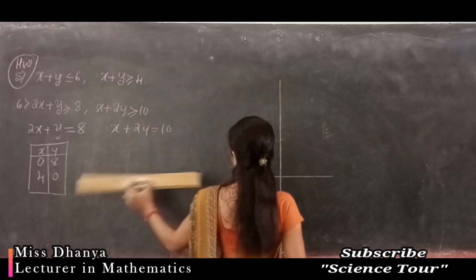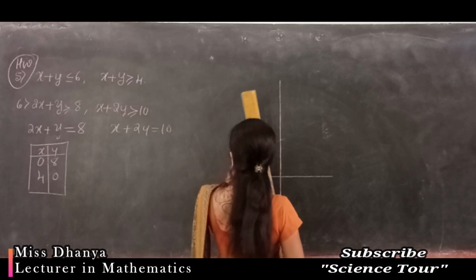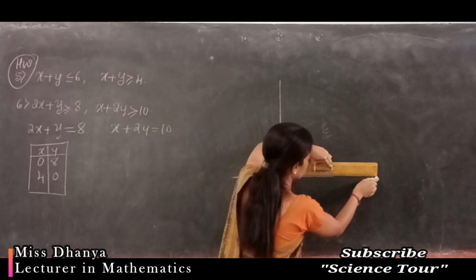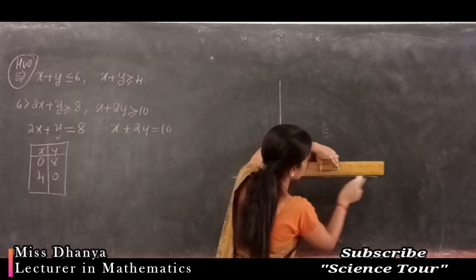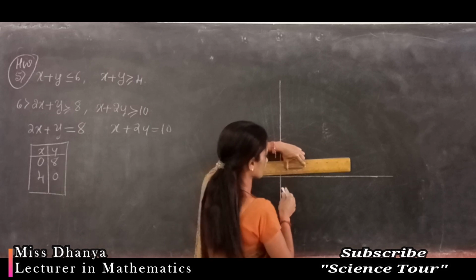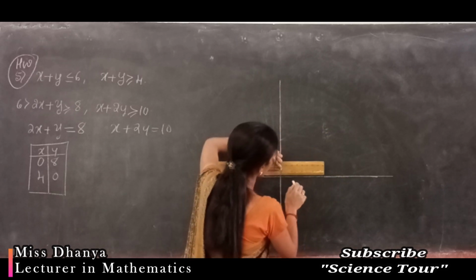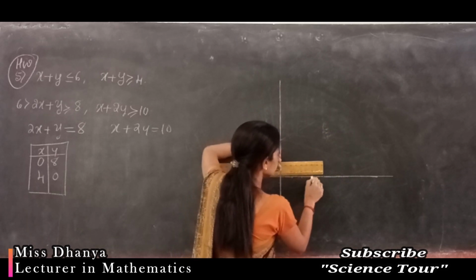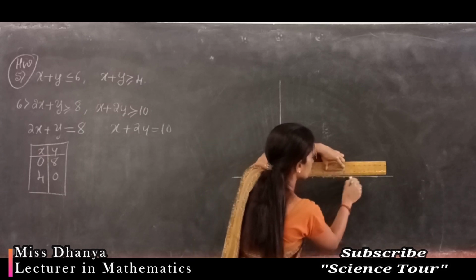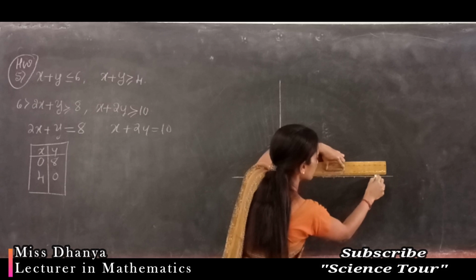On the x axis, up to 4 is enough. But here I think we need up to 10. So up to 10 we mark. 1, 2, 3, 4, 5, 6, 7, 8, 9, 10.